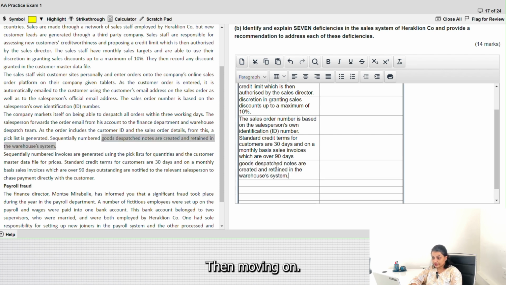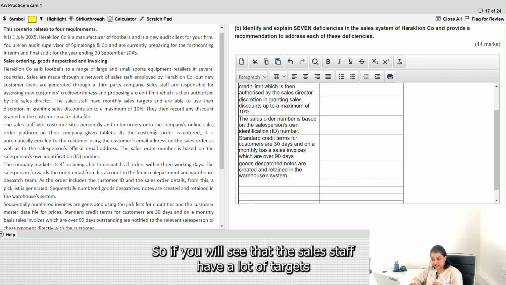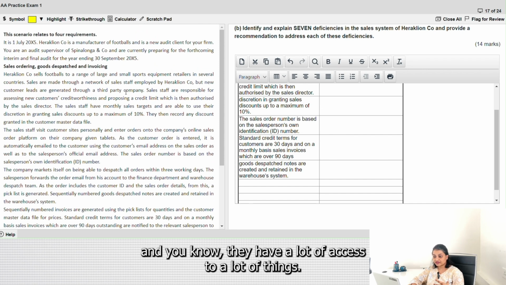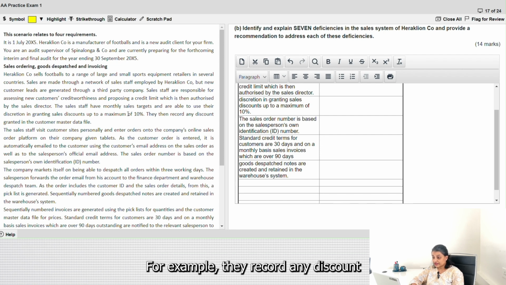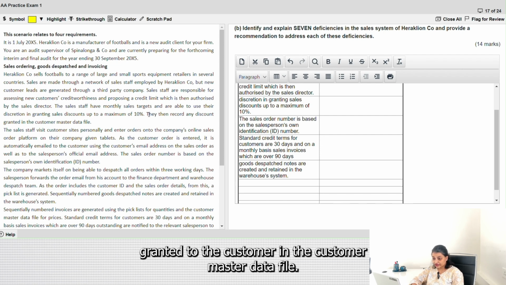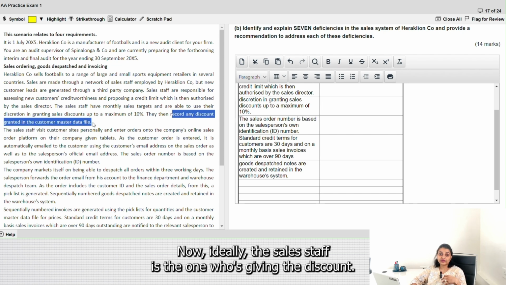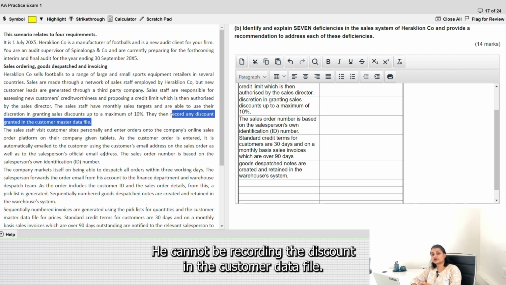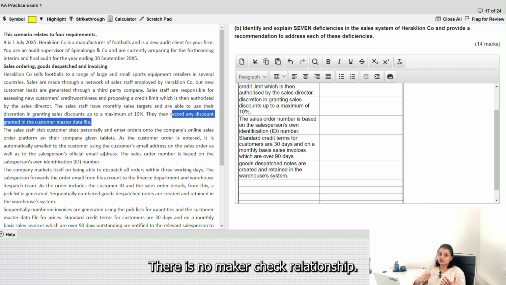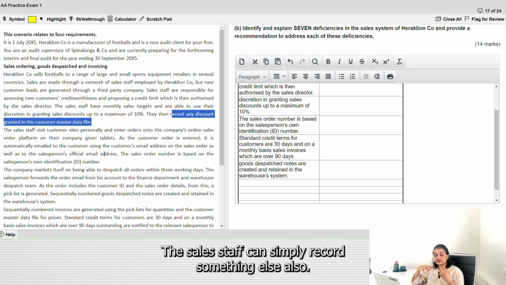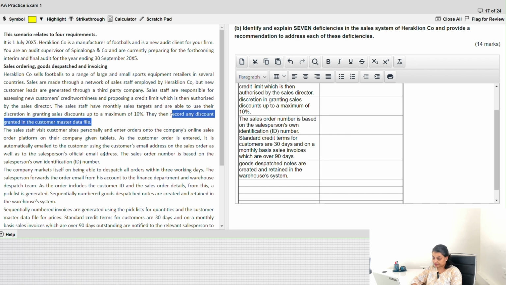Then moving on, the sales staff have a lot of targets and a lot of access to a lot of things. For example, they record any discount granted to the customer in the customer master data file. Ideally the sales staff is the one who is giving the discount. He cannot be recording the discount in the customer data file. There has to be someone else. There is no maker-checker relationship. There is no authorization. The sales staff can simply record something else also. So this is a problem here.